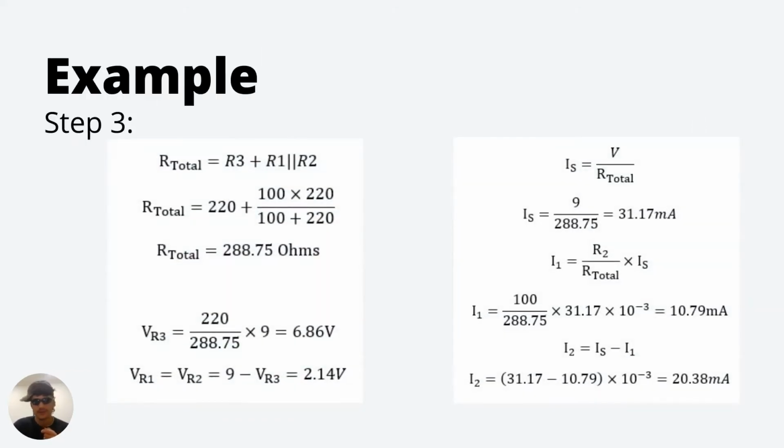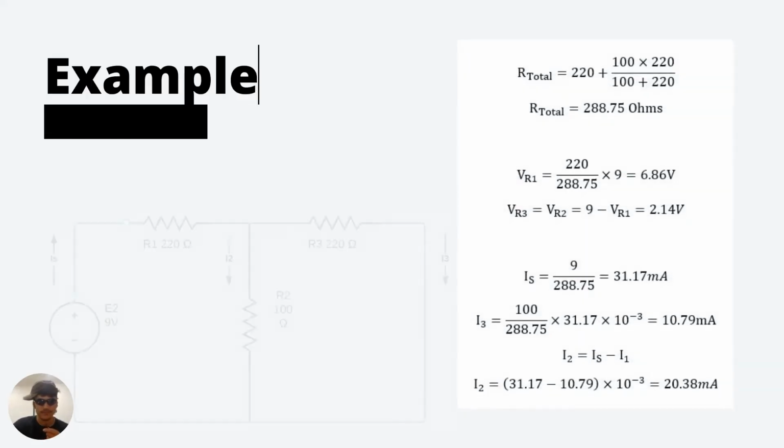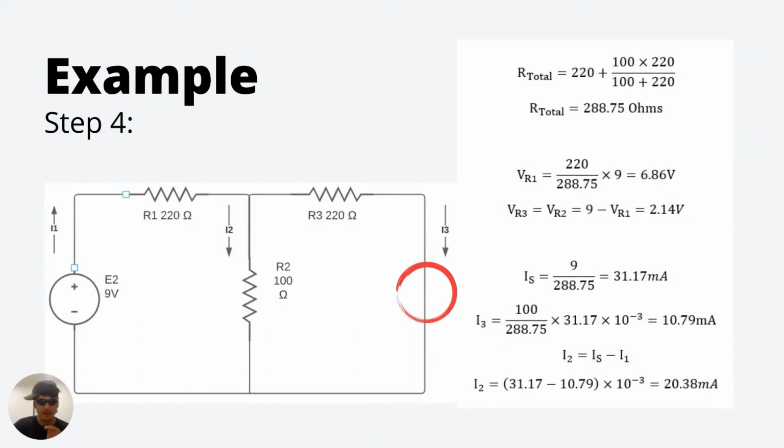I then found the total resistance, used the voltage divider rule to find the voltage across the resistors, and then used Ohm's law and Kirchhoff's current law to find the remaining current through resistors 1 and 2. Now I repeated these steps, once again replacing the voltage source with a short circuit and solving for the unknown values. This circuit happened to be symmetrical and the working was identical.